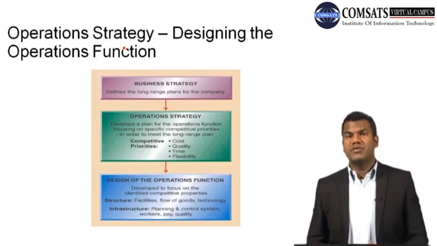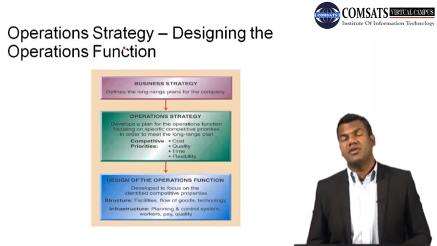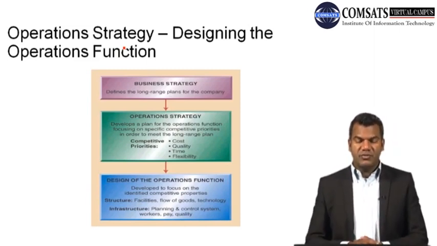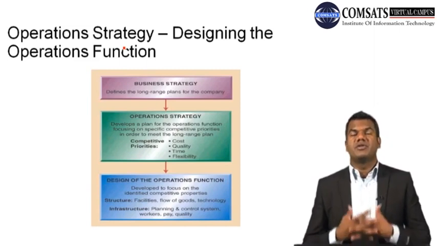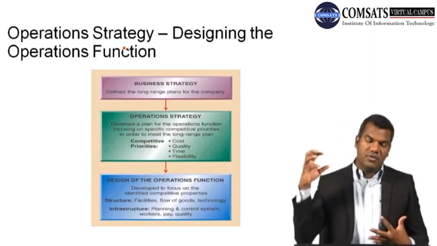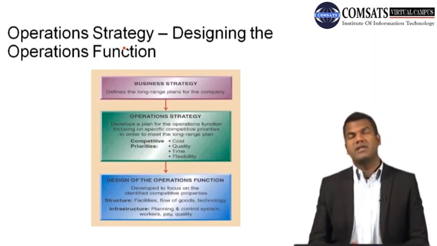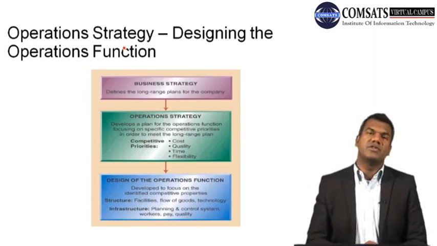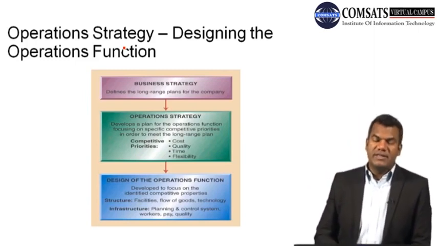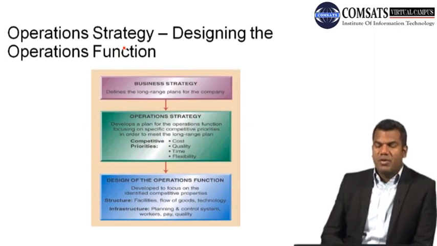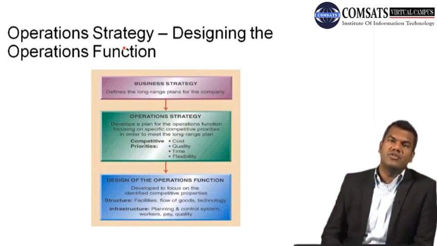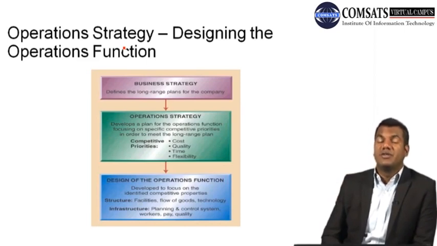Now, design the operational function. After the development of your strategy, we go for operational function. What does our operational function do? It is developed to focus on identified competitive priorities. Whatever my competitive priorities are, I am now completely focusing on that. Now what could it be? What are your facilities? What is the flow of goods? What kind of technology are you using? And in terms of infrastructure, we are talking about planning and control system, workers, pay, quality. So there are two things when we are developing the operational function. One is your structure and another one is your operation infrastructure.